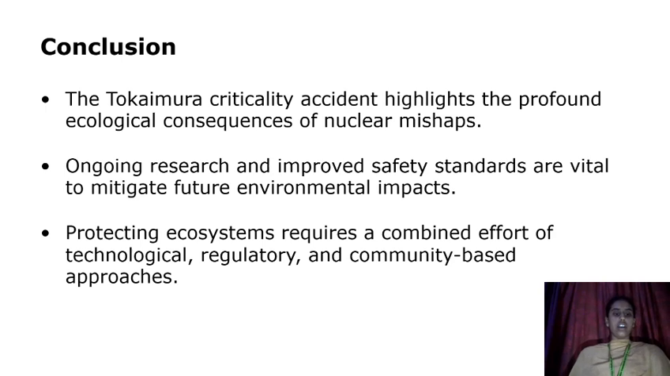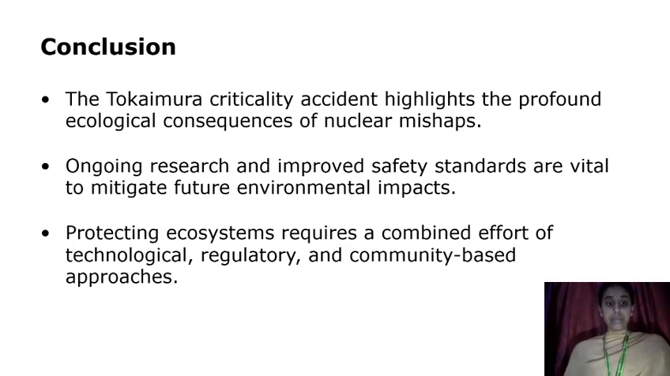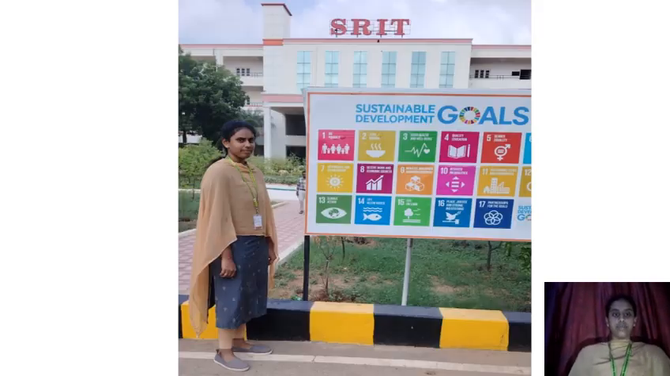Conclusion. The Tokaimura criticality accident highlights the profound ecological consequences of nuclear mishaps. Ongoing research and improved safety standards are vital to mitigate future environmental impacts. Protecting ecosystems requires combined efforts of technological, regulatory, and community-based approaches and sustainable development.